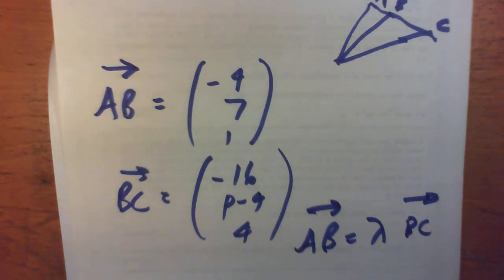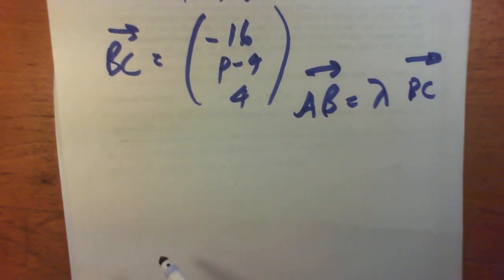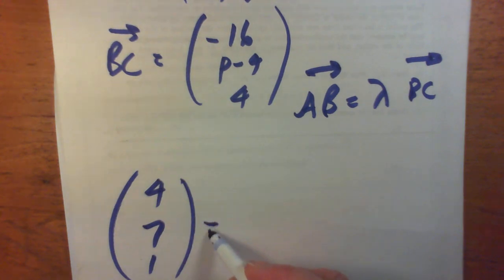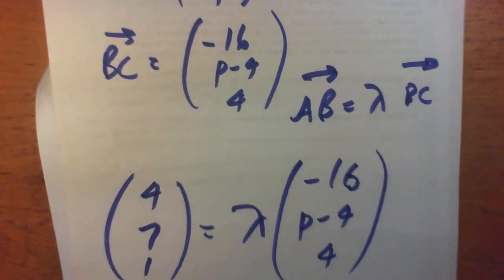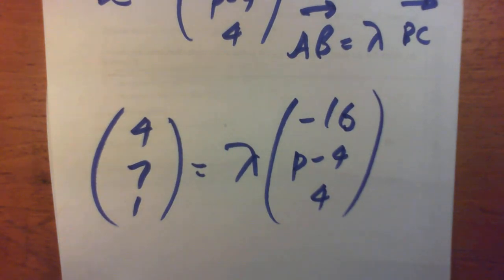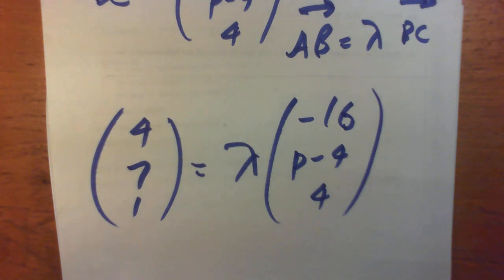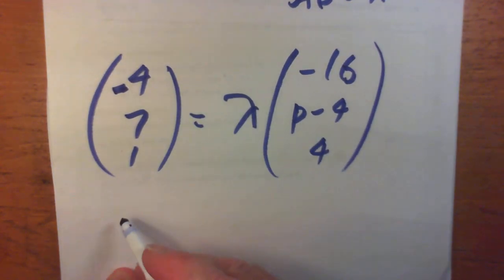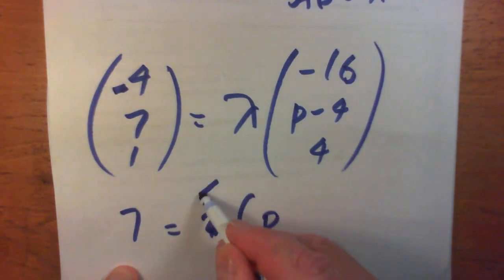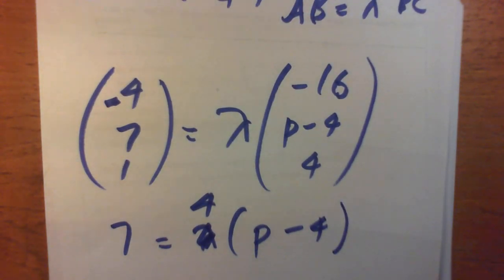So you've got 4, 7, 1 equals lambda times BC. And that'll give you three equations, if these are independent. So, for example, you're saying that minus 4 equals lambda times minus 16. That'll tell you that lambda is 4. And then the second line will tell you that 7 equals lambda times the second component, and therefore you can use that to find out what P is, which I think is 32.